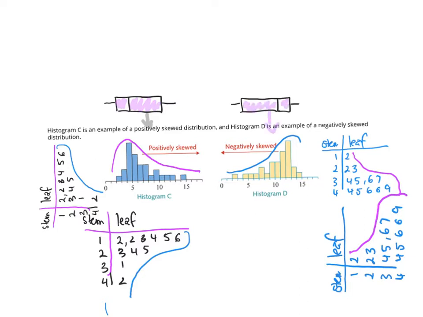If I had a dot plot, just remember that you'd have lots of dots at the start and then it dies off, and that's positive skewed. A dot plot for negative skewed would mean a little bit at the start and then we get lots of data like that.